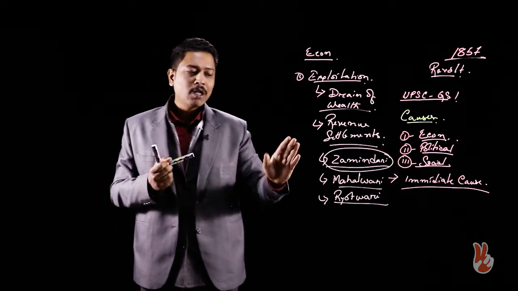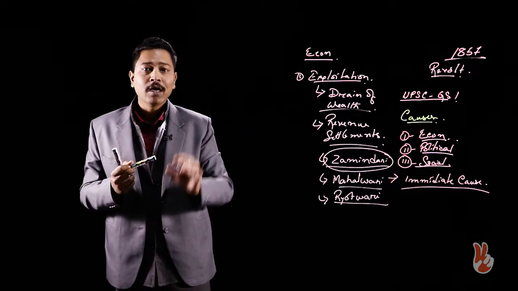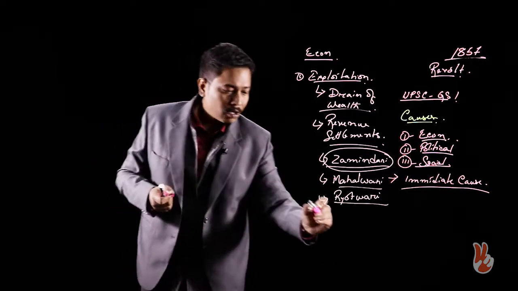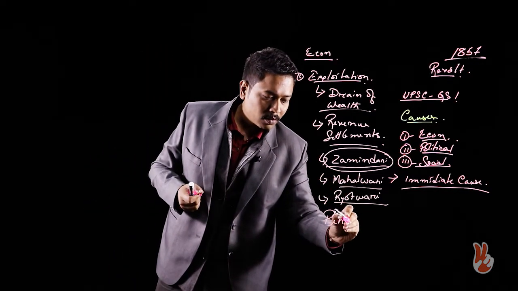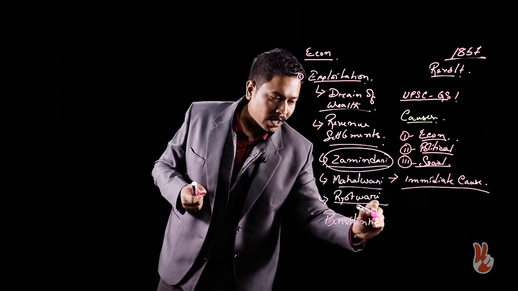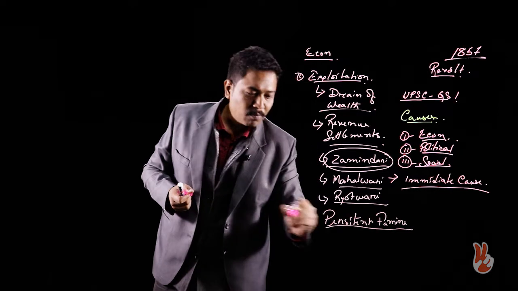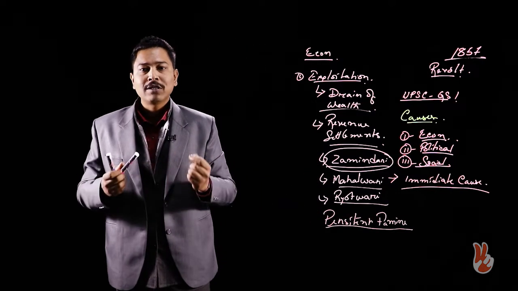Now, the Mahalwari and the Rayatwari systems were also not very lenient. The revenue demands in Mahalwari and Rayatwari were also very high. What we see as a result of these revenue settlement systems is persistent famine, and especially the impoverishment of the rural countryside.